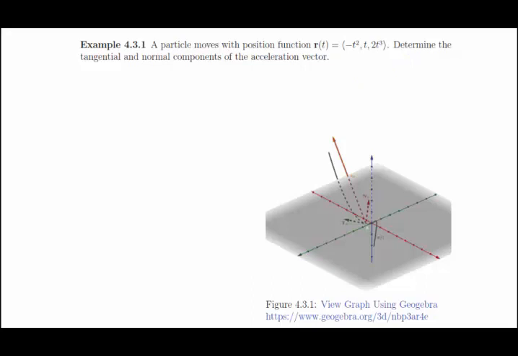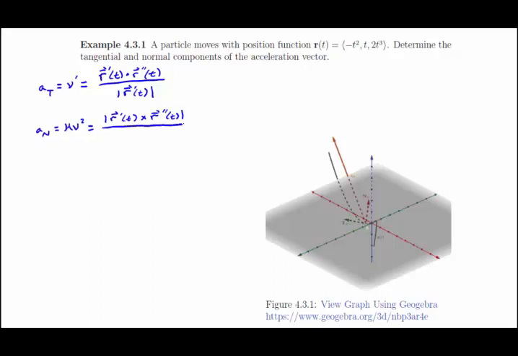So to do this, I'm going to start by copying down the formulas for our tangential component, which is little v prime, which we've now proven equals r prime of t dotted with r double prime of t over the magnitude of r prime of t, and the acceleration in the normal component equals the curvature times little v squared, which we've now shown equals the magnitude of r prime of t crossed with r double prime of t, all over the magnitude of r prime of t.